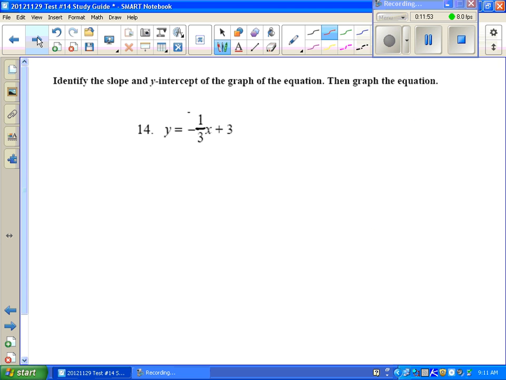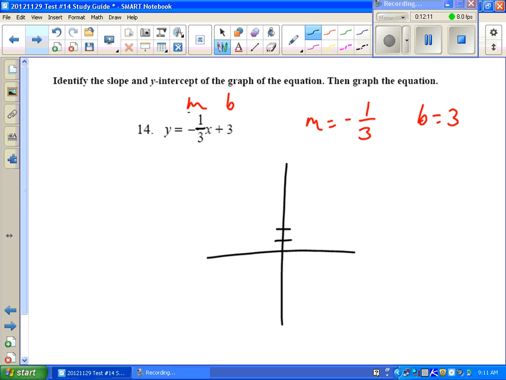Number 14, y equals negative 1/3 x plus 3. Make sure you understand that's a negative. I know it's kind of small to see on your paper. mx plus b again. So your m value is negative 1/3 and your b value is 3. b tells you where to begin. You want to begin at positive 3.